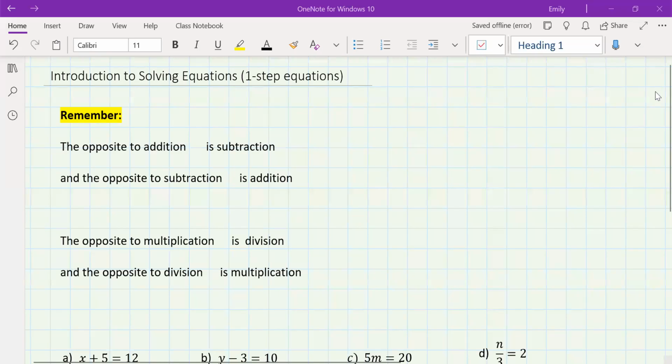Hello, everyone. Let's have a look at solving equations. Now, this might be review for you, or you might be looking at it for the first time, but let's go right back to the beginning. When you solve equations, you need to be conscious of opposite operations.